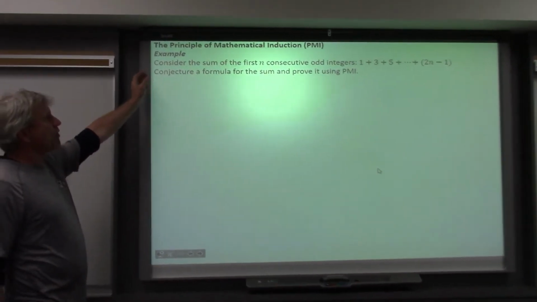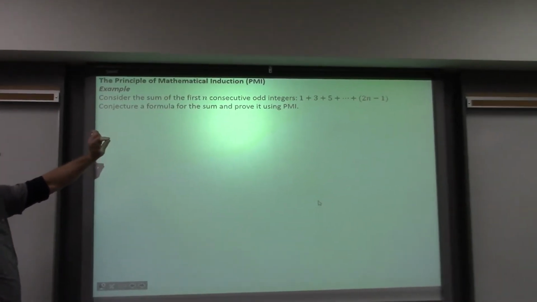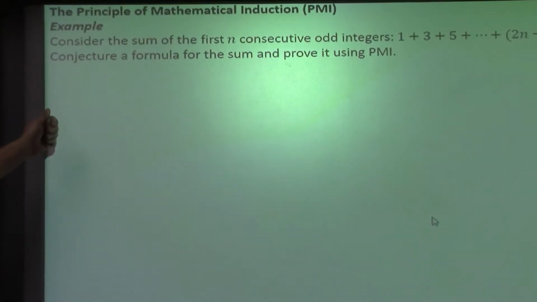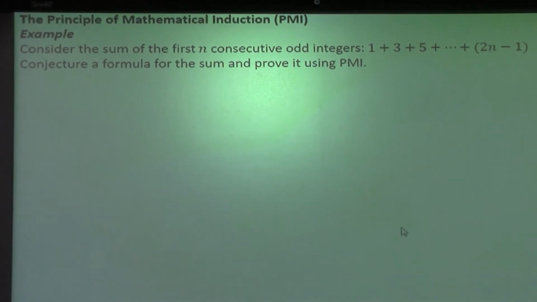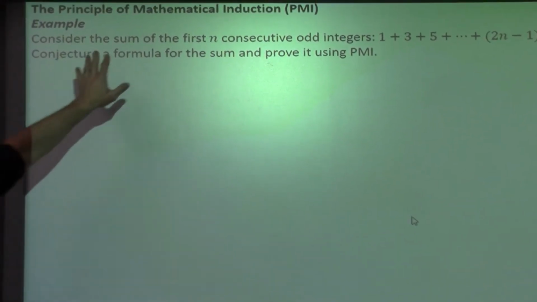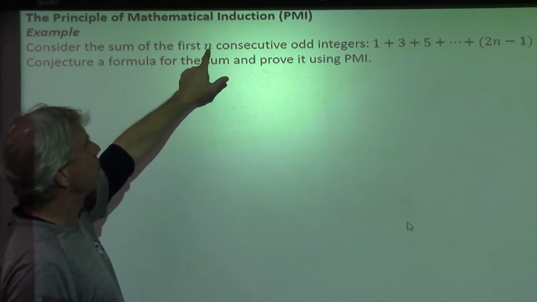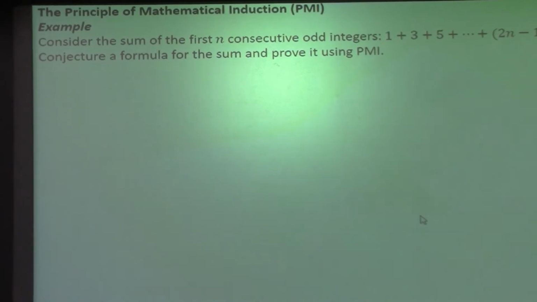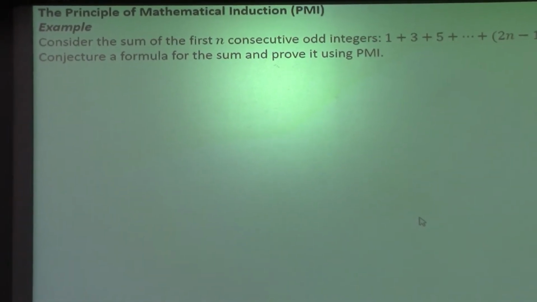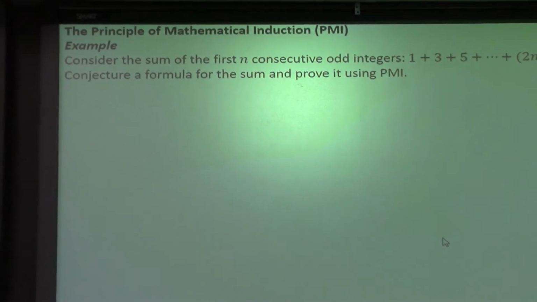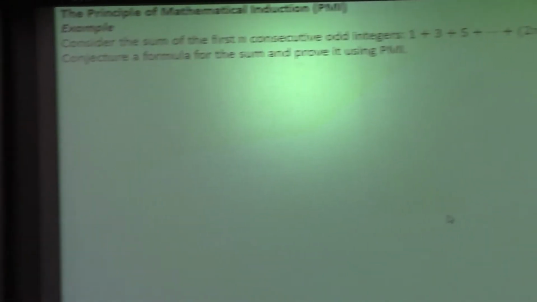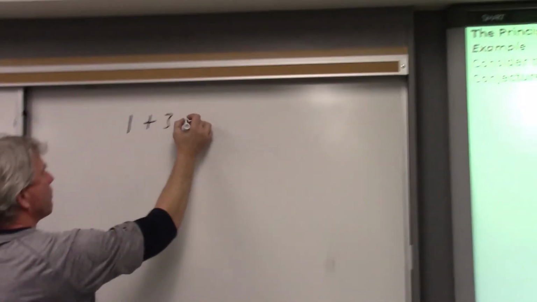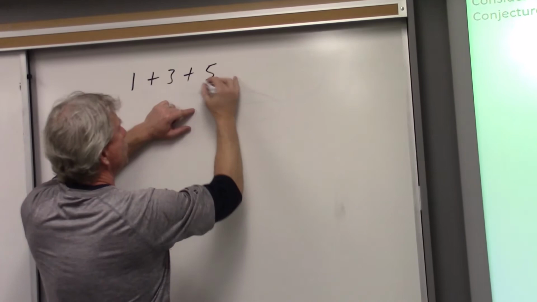We have the sum of the first n consecutive odd integers. Conjecture a formula for the sum and prove it using mathematical induction. So probably you should also say here the first n positive consecutive odd integers. That should probably be in there as an additional instruction. So in this case, you explore it the same way that you did the sum of the first n integers. You think about, well, what's going to happen if I have the sum of odd integers?